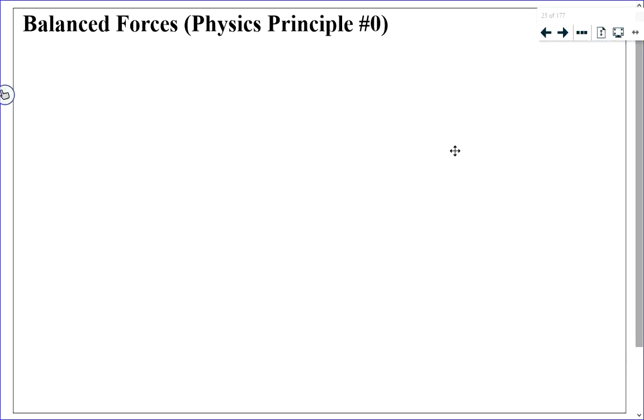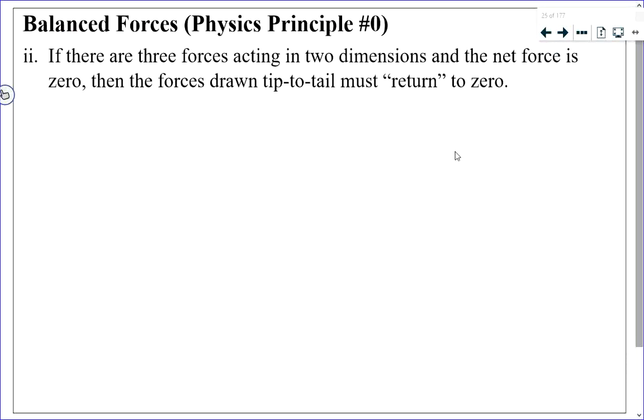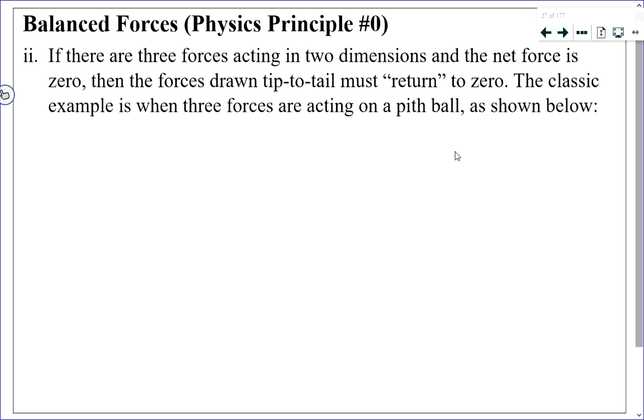There's another situation. We're going to stick with balanced forces here. There's another situation where we can apply balanced forces, or the concept of F net equals 0, which is still physics principle 0 on your formula sheet. And that's if you have three forces competing against each other in 2 dimensions, and yet the object is stationary. That means that all of the forces add up to 0. A classic example here is when you have a pith ball suspended on a thread and it is attracted to some other charged object.